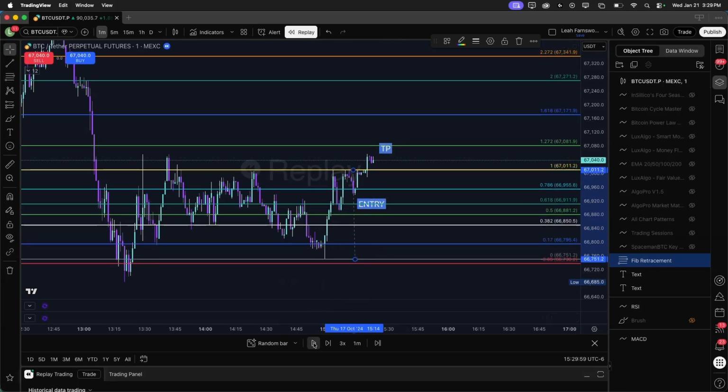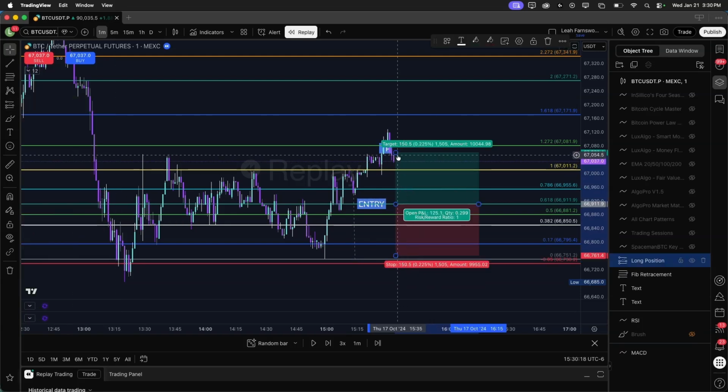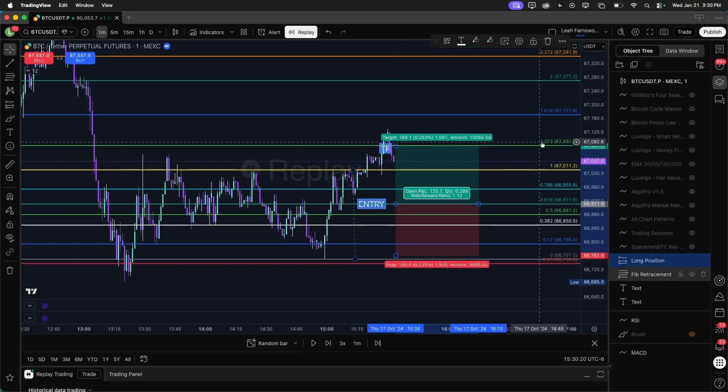I just did a random bar. We'll see if we can find another pullback after this kind of plays out. We'll see what happens. So there's our take profit right at 1.272. Had you entered at 0.618, you would be done with this trade. Where would you put your stop loss? Pretty important.